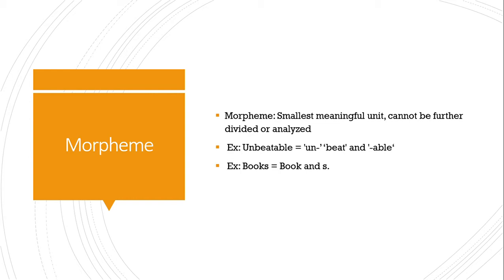Same is the case for books: book is a free morpheme, and s, the plural marker, is a bound morpheme. Now you cannot break the word book into more meaningful units, and hence it is a free morpheme and a single morpheme, book.